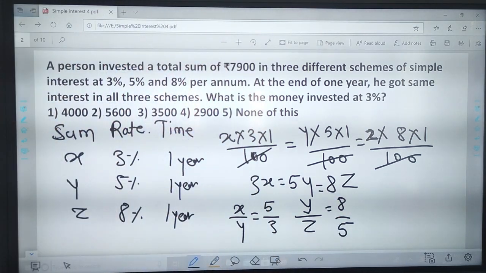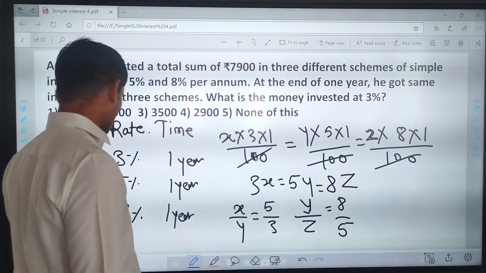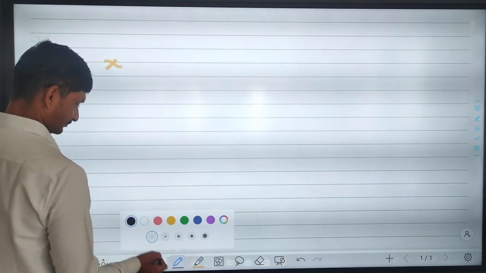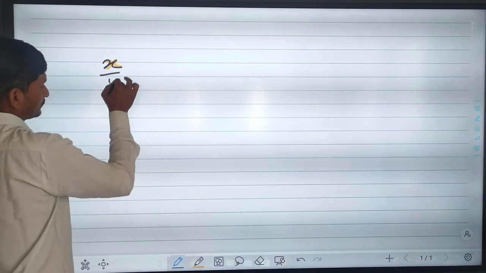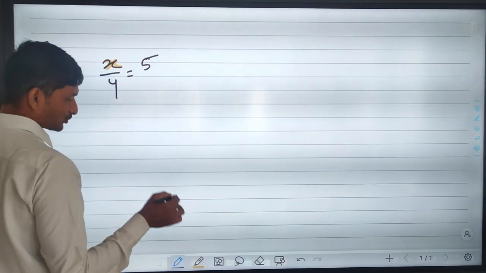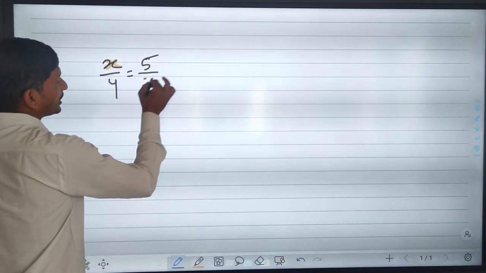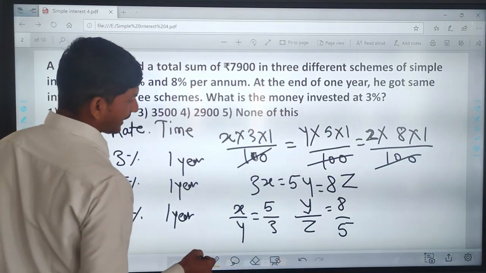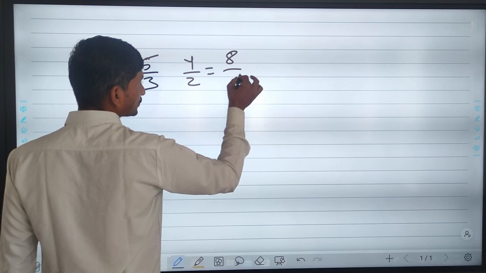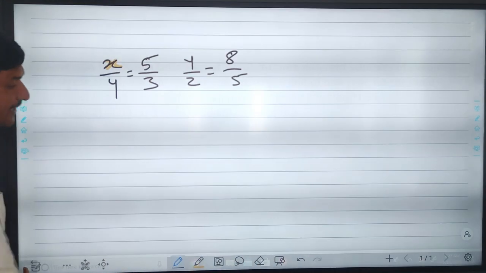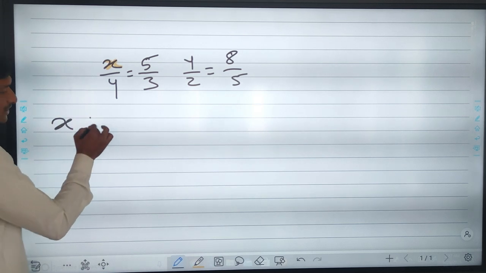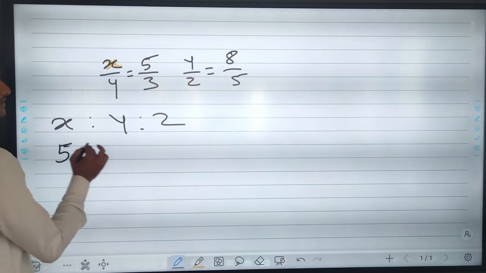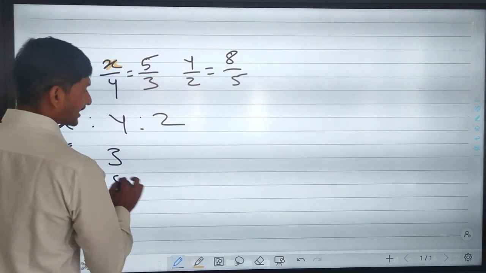We find x as to y as to z. Here x upon y is equal to 5 upon 3, and y upon z is equal to 8 as to 5. These are the sums x, y, z. Then we find the ratio of x, y, z. x as to y is 5 as to 3. y as to z is 8 as to 5.